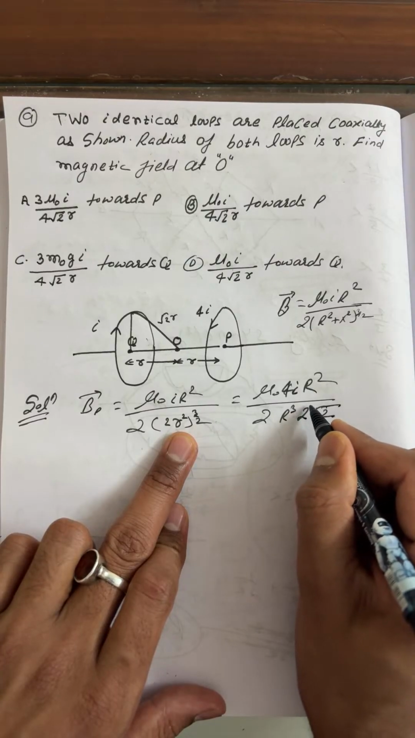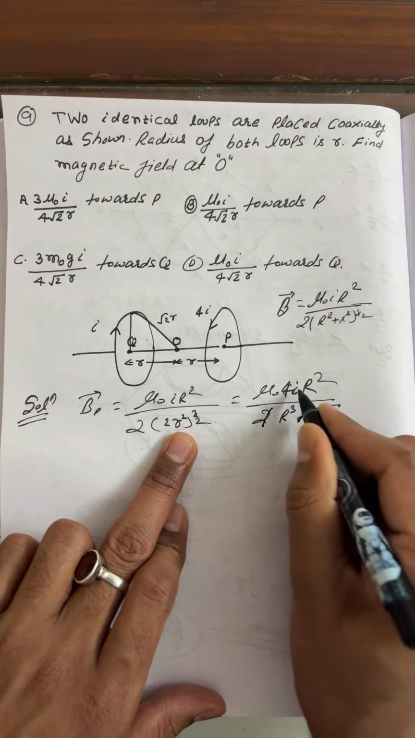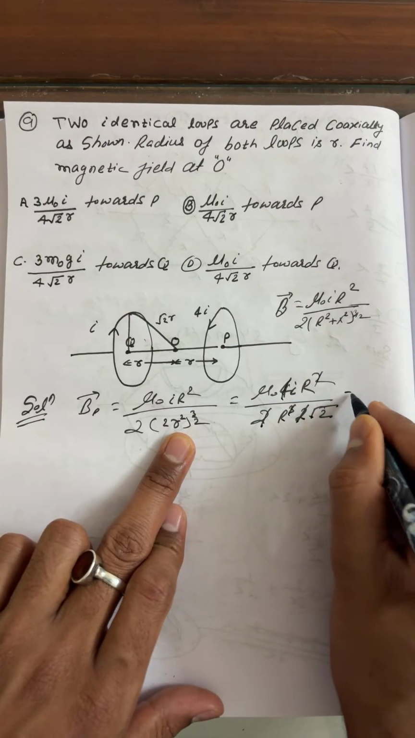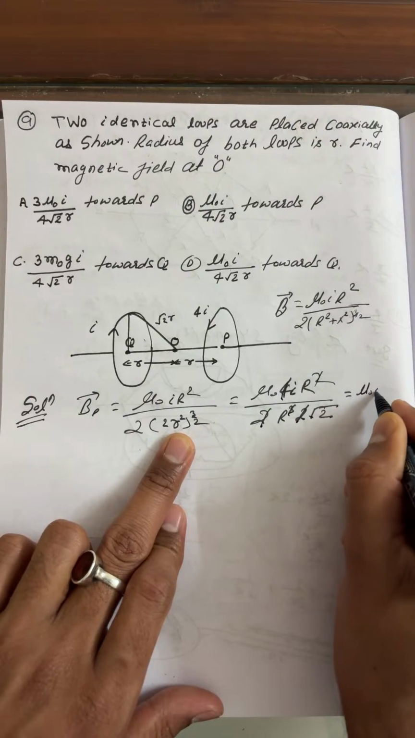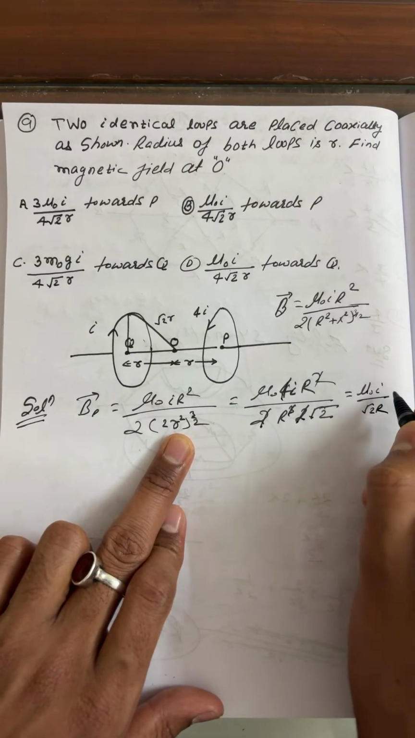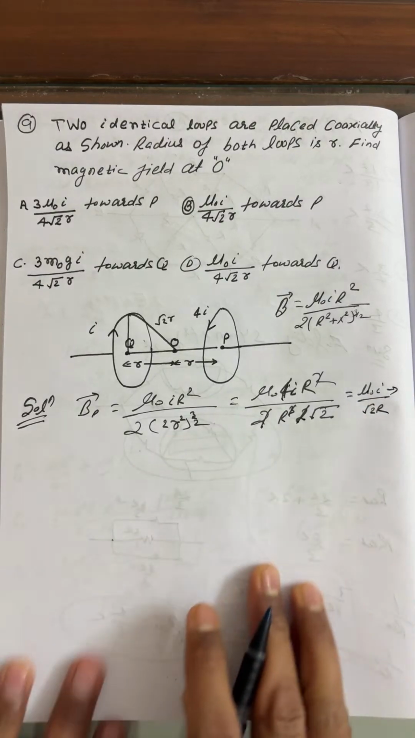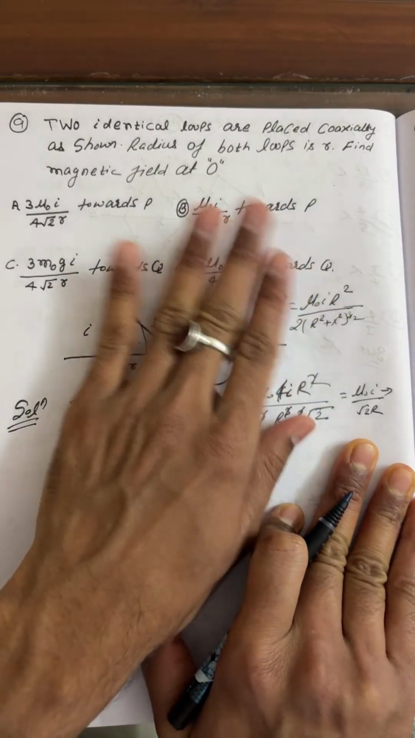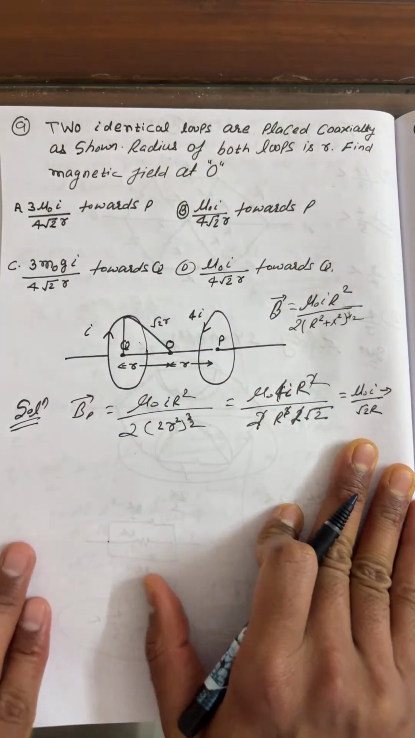Now, students, this 2 and this 2 finish, giving 4. This R cube finishes. So what you will get is mu naught into I by root 2R towards the right direction, towards P. So the answer should be either this or this. These two are not possible.